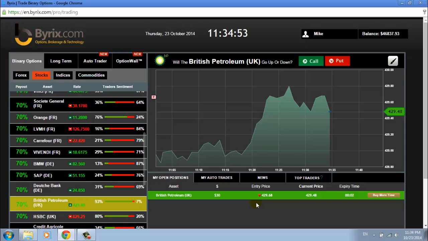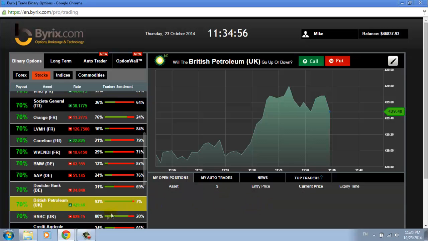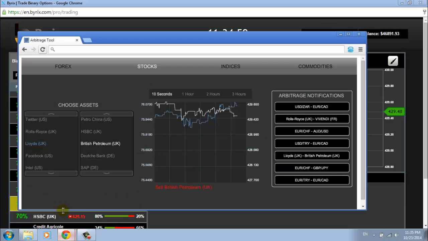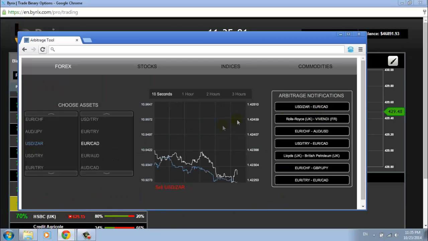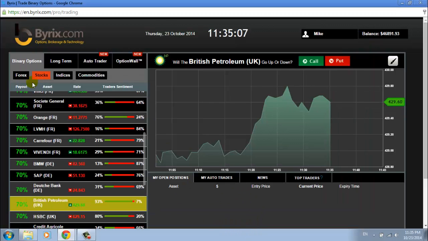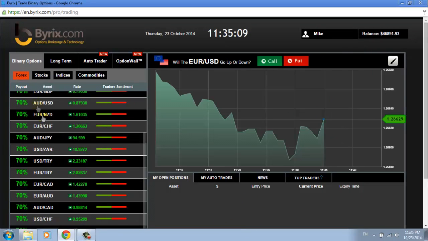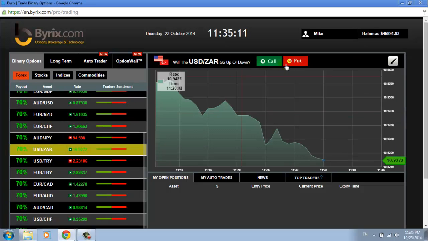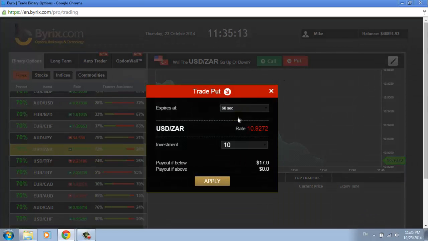So we got about 3 seconds left in that trade and it's a profitable trade. Great, great. So we go back to the tool, follow the method, look for the new notification. We got the United States dollar against the South African rand and it's red, so it means sell. So we go back to the Pro platform, click on currencies, look for that particular pair. So we click on the red button. Now we got 60 seconds, $10 investment default, and click apply.